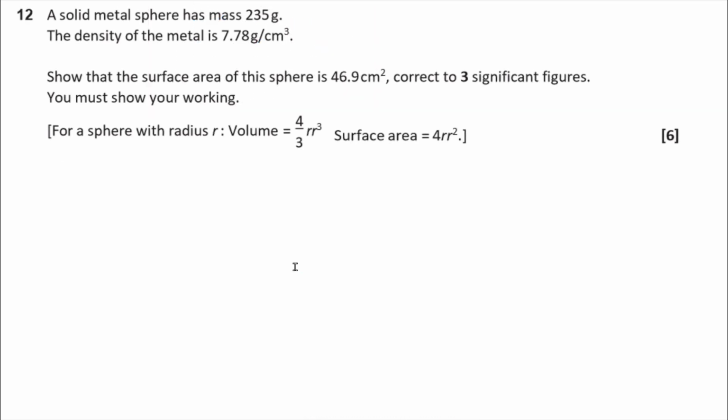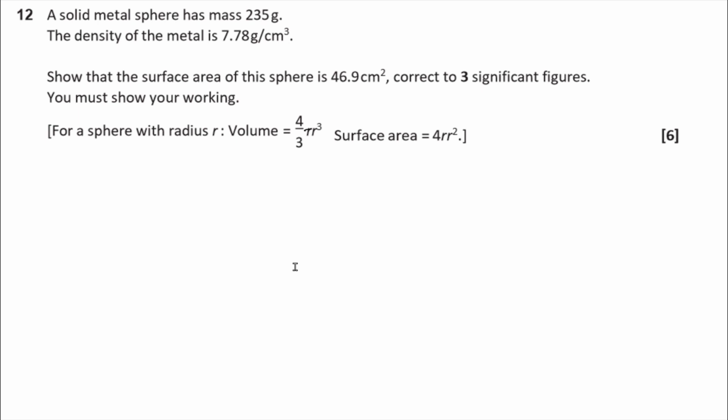Question 12. A solid metal sphere has mass 235 grams. The density of the metal is 7.78 grams per cubic centimeter. Show that the surface area of the sphere is 46.9 centimeters squared, correct to 3 significant figures. You must show your working. And they've handily given us the formulas for a sphere with radius r. The volume is 4/3 pi r cubed, and the surface area is 4 pi r squared.